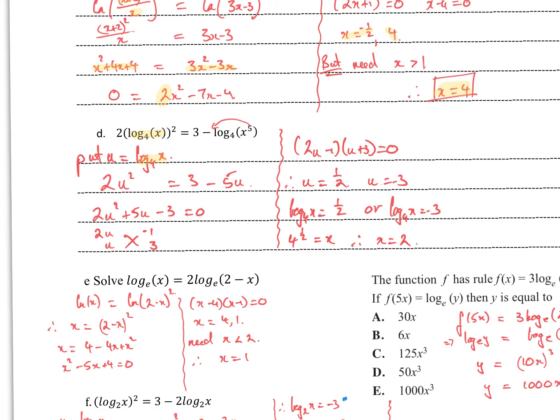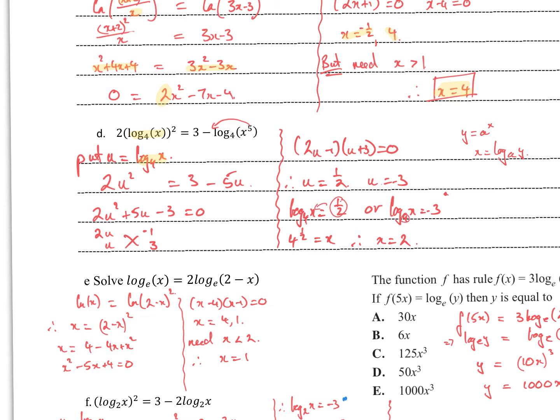Now I substitute back for the u term, which is log base 4 of x. And I guess really I've taken a bit of a shortcut here by using my base transformation rule. So we know that if y equals a to the x, well then x equals log base a of y. Okay, so that's what I've done. So the base is 4 to the power of a half is equal to x.